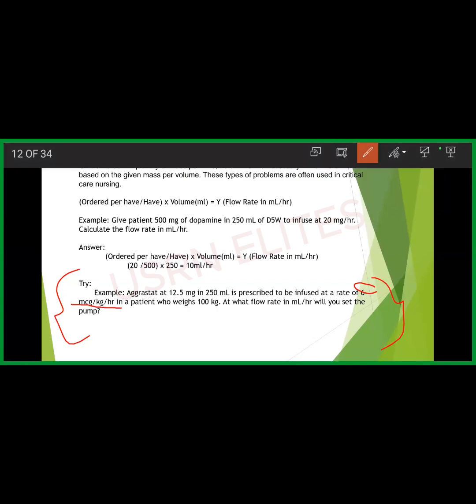So you have 6 micrograms per kilogram per hour. So that's how you convert it. For 6 micrograms, if you want to convert it to milligrams, the whole prescription should be in milligrams, right? So if you want to convert it to milligram, it will be what? Divided by 1,000. So you get 0.006.